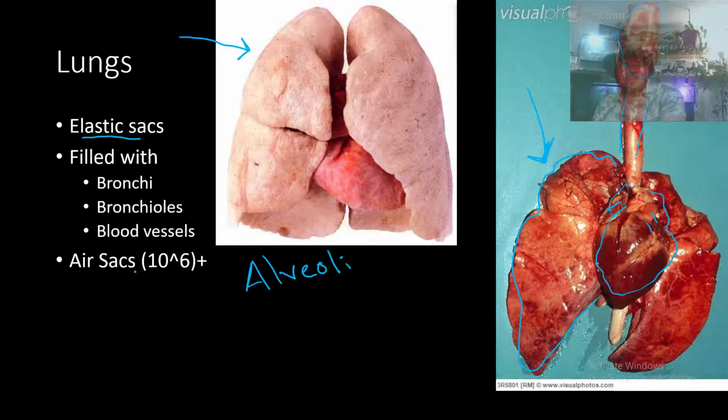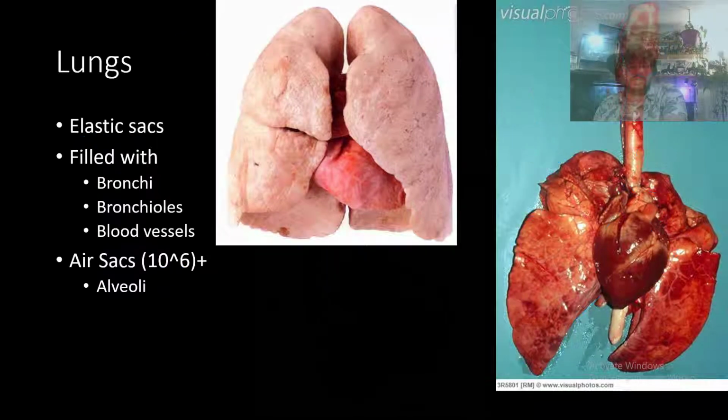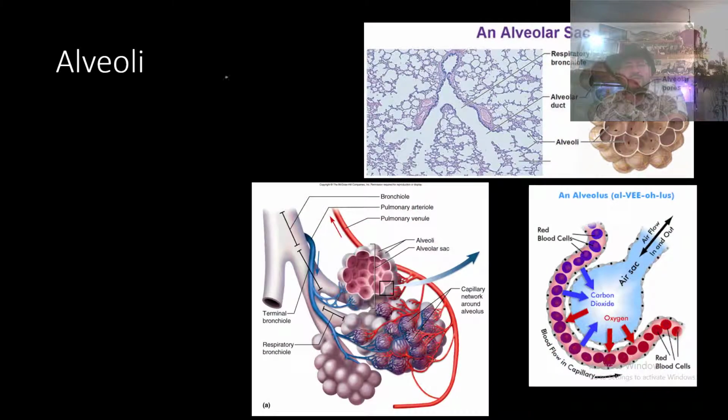Right? You have millions, 10 to the 6th, millions of these little air sacs in there. Millions of alveoli. And each alveoli are clusters of smaller little grape-like sacs where actual oxygen exchange occurs. These are air intake machines, baby! So let's look at an alveolus.